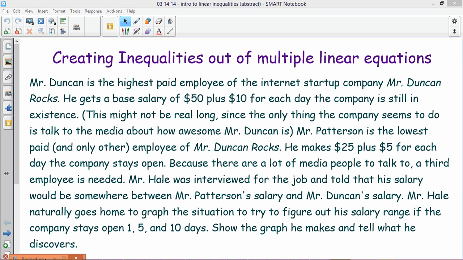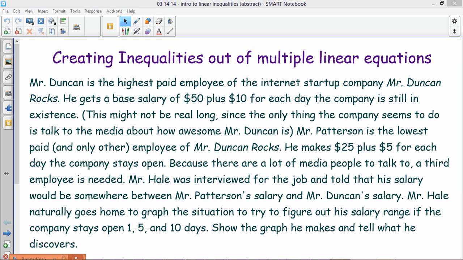Mr. Patterson is the lowest paid and only other employee of Mr. Duncan Rocks. He makes $25 as his base salary plus $5 for each day the company stays open. Because there are a lot of media people to talk to, a third employee is needed. Mr. Hale was interviewed for the job and told that his salary would be somewhere between Mr. Patterson's salary and Mr. Duncan's salary.